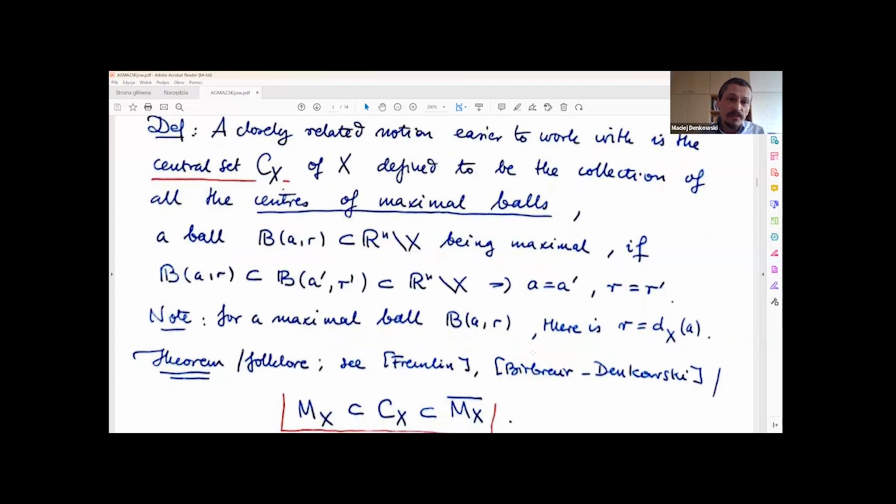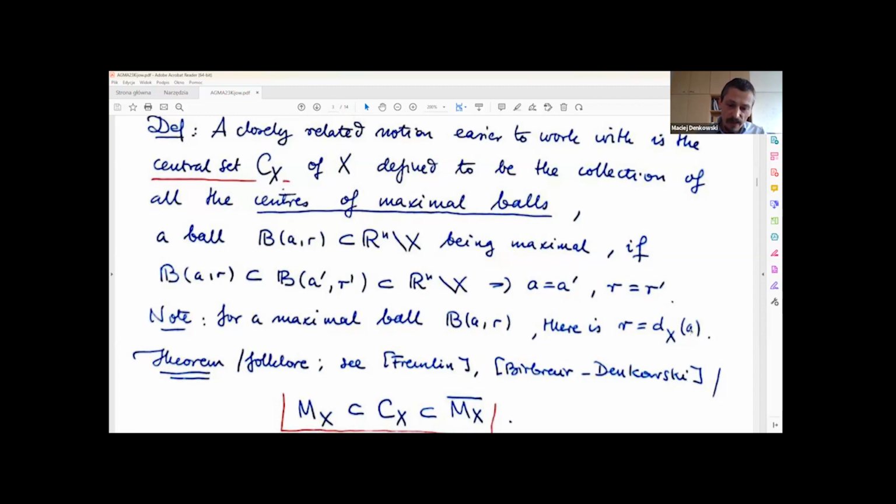It is defined to be the collection of all the centers of maximal balls. A maximal ball being such a ball outside X, so I mean not meeting X, a ball that you cannot put inside a bigger one, right? Without crossing X with this bigger ball. So of course, when you have a maximal ball, then its radius is exactly the distance of the center to X.